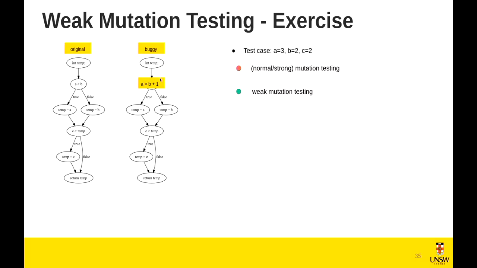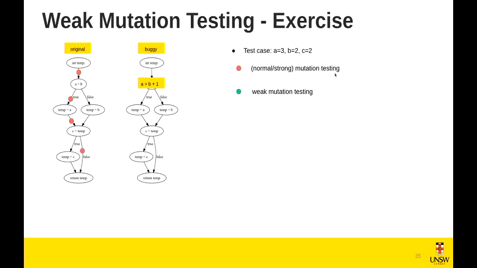And what we can do is use the good test case that can effectively detect the bug here. Let's do a strong, or normal, mutation testing, and then let's do a weak mutation testing. For strong mutation testing, we first need to execute the test case on the original program, and these are the edges covered because A is larger than B. So we will go to the first true branch here.